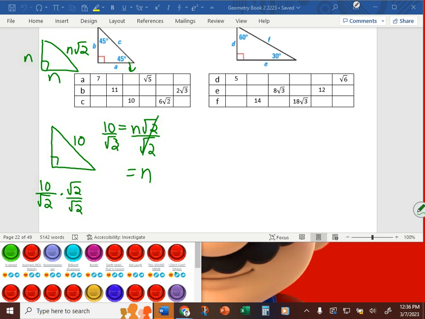Why? Because what does root 2 divided by root 2 equal? 1. Anything divided by itself is 1. So we're not changing the value of the fraction, but in our denominator, what happens when we multiply root 2 by root 2? You get the root of 4, and the root of 4 is equal to 2.